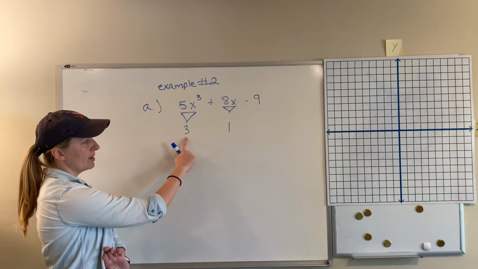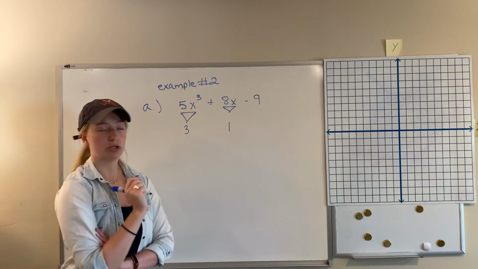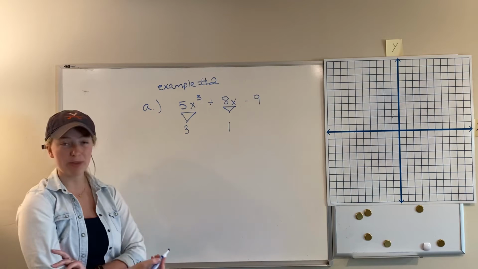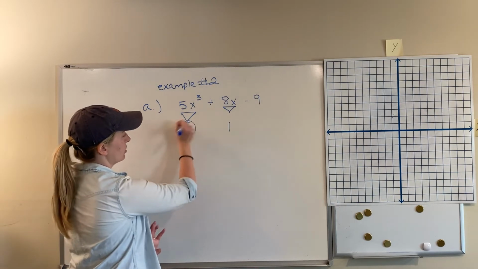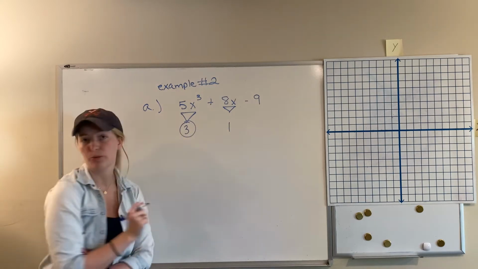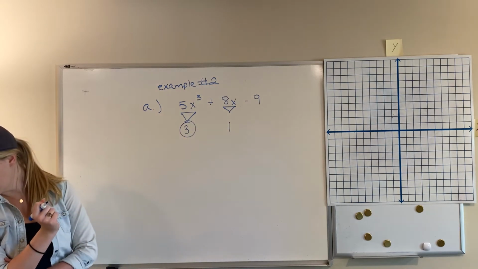And so again, I'm supposed to find the degree of the polynomial, not the degree of each term. But I said my first term has a degree of 3, my second term has a degree of 1, the degree of the polynomial is the highest degree of my individual terms. So in this case, it's 3. The degree of this polynomial is 3. All right, let's look at b.